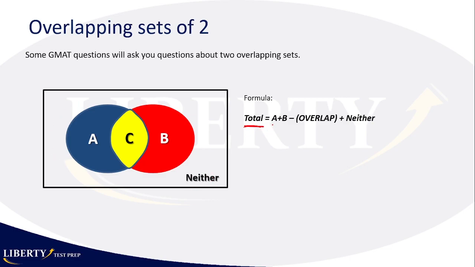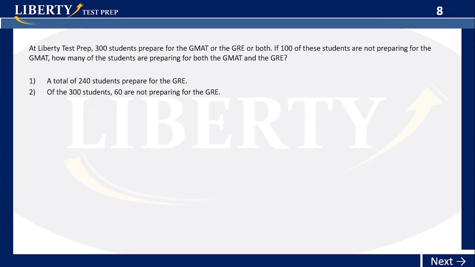So the total of 2 sets would be complete set number 1, which is this whole thing, plus complete set number 2, which is this whole set here, minus the overlap. So you have to remove C from the equation, plus neither, and there you get your total. So if you memorize this formula, which is pretty basic, you're going to do okay with these overlapping sets of 2. So now we're going to tackle this question.